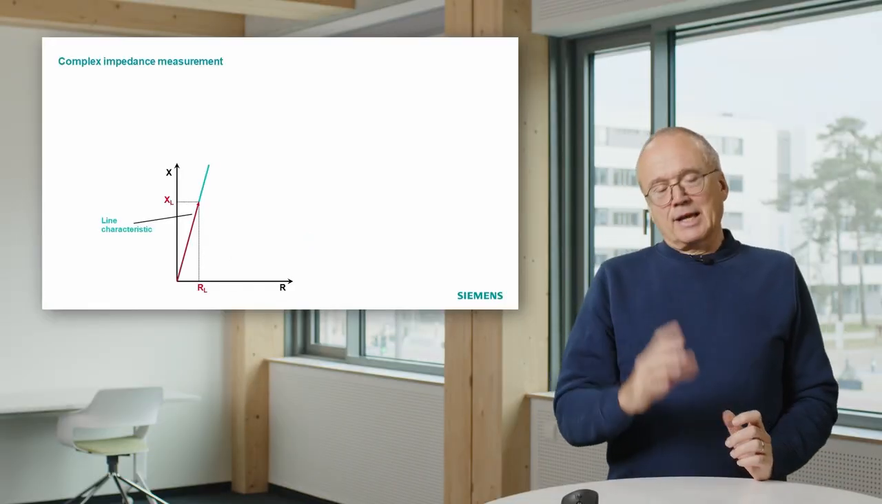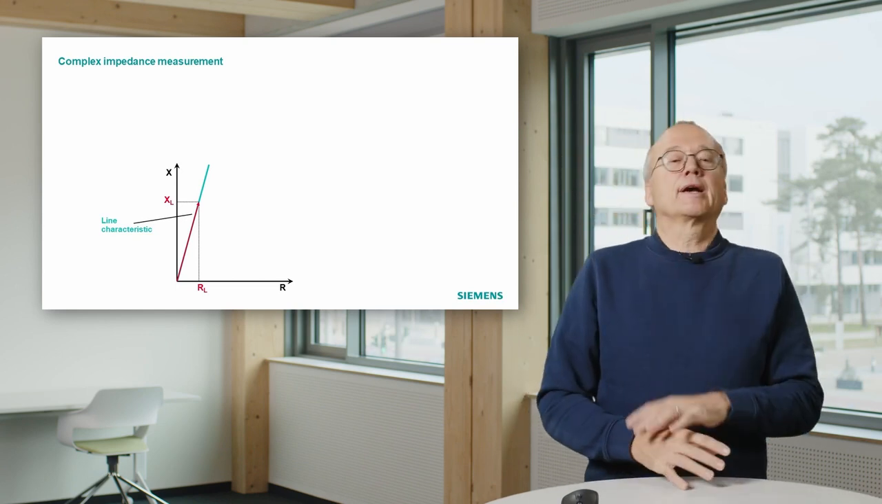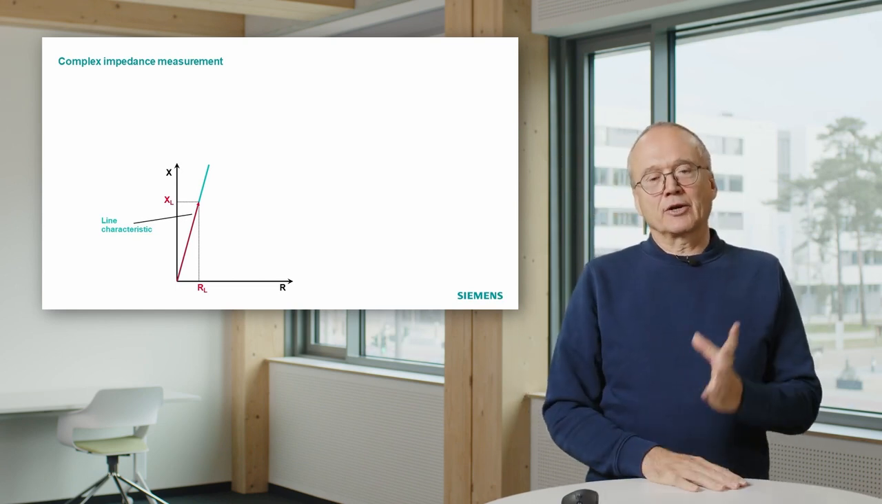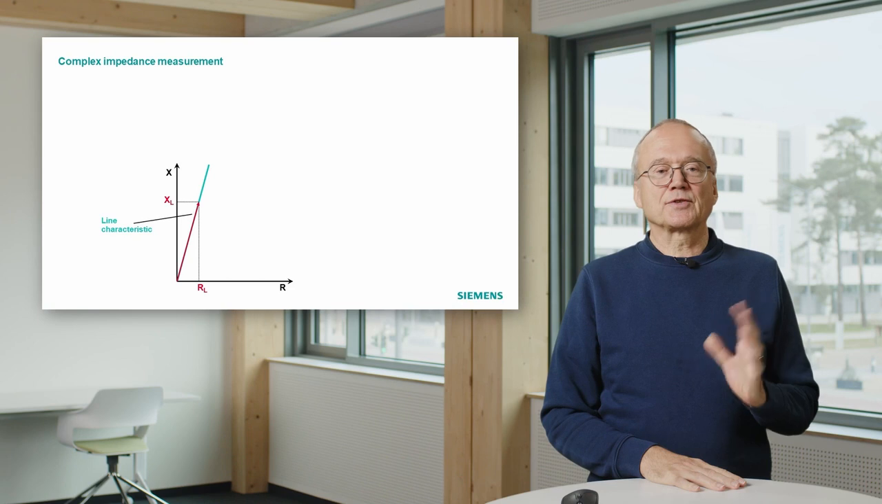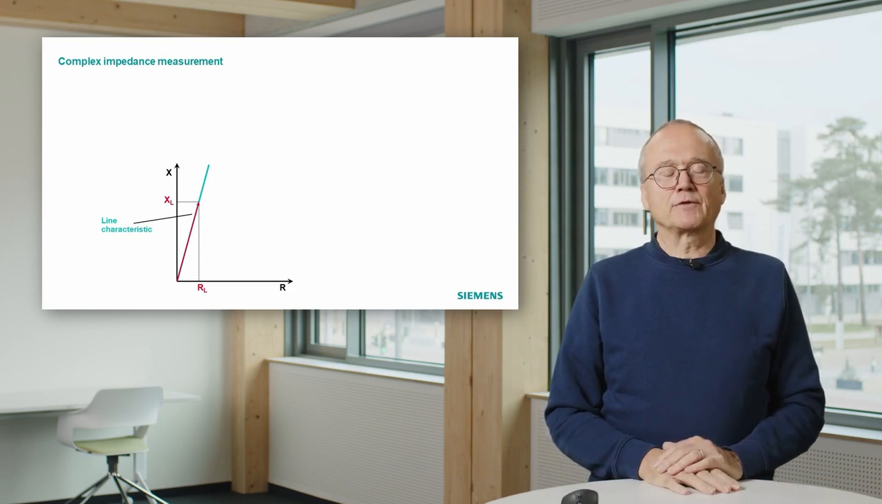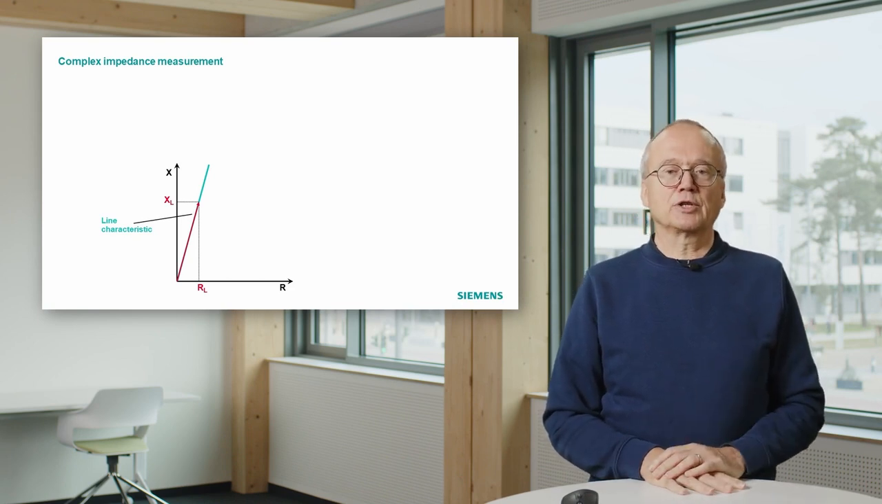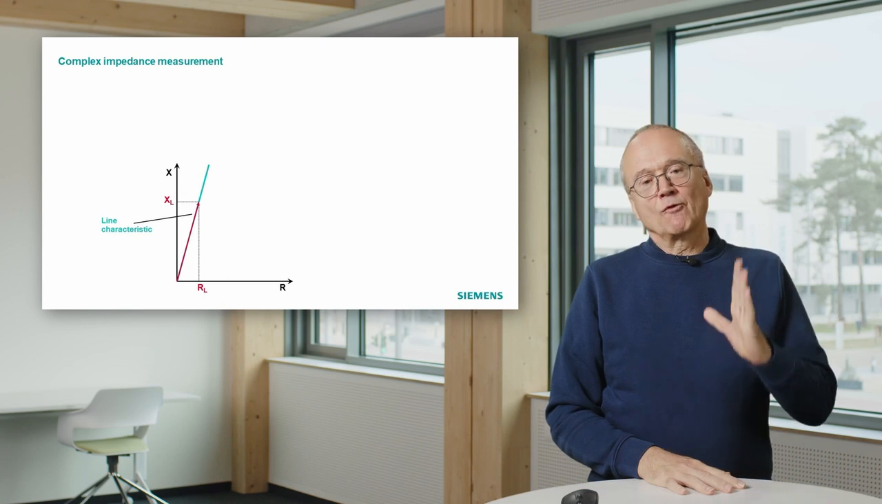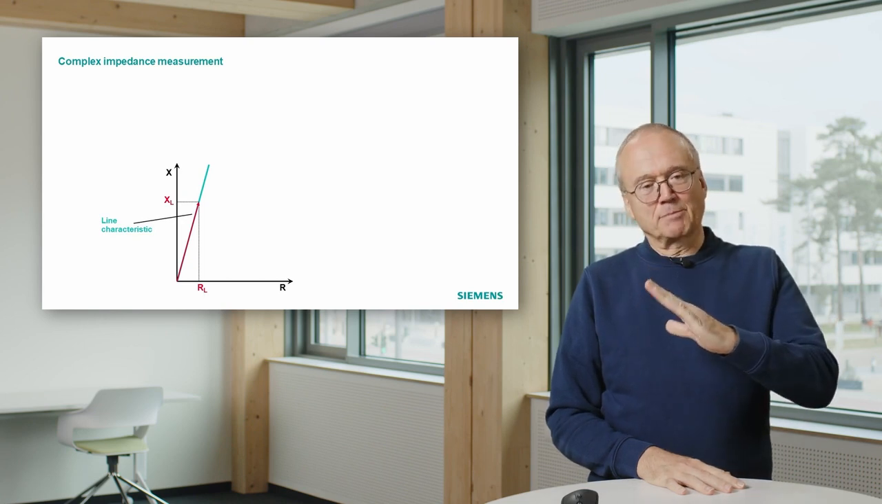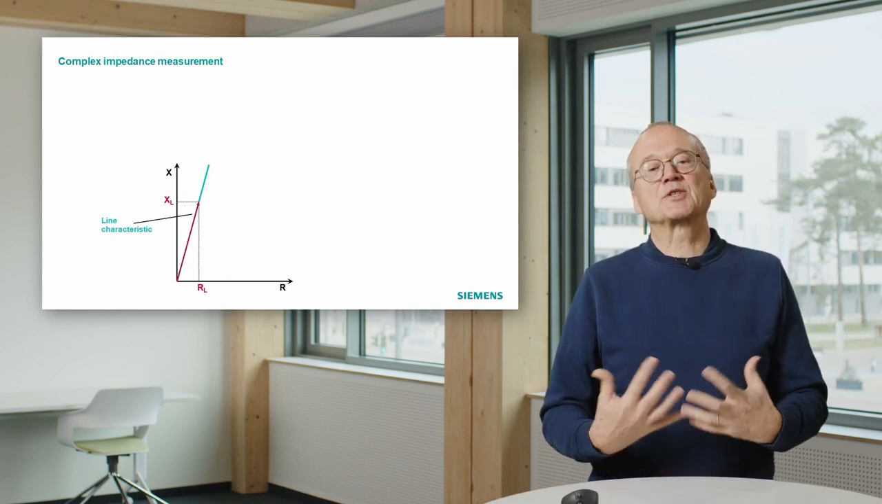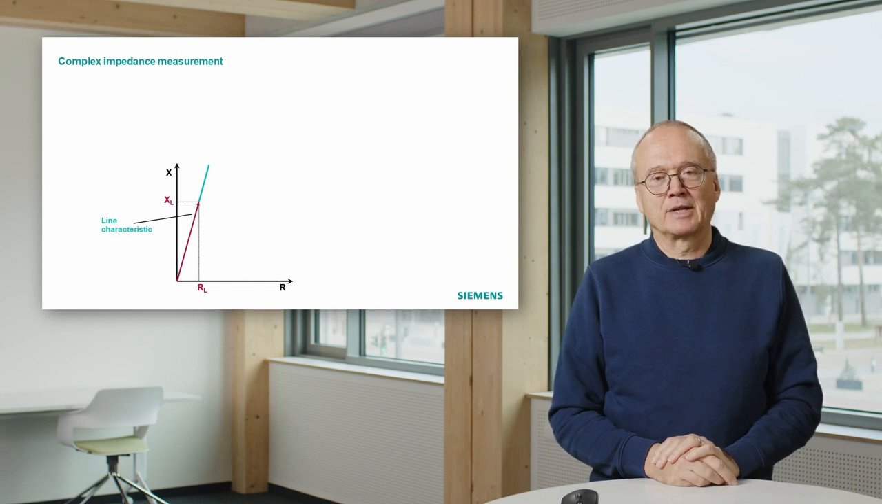And this direction where the arrow is, is the so-called line characteristic. The angle of this line characteristic is for overhead lines in this area as shown in the diagram. You can say 80 degrees, 85 degrees, or for extra high voltage even a bit higher. For cables it's a bit more flat. That means there the resistive part is higher.